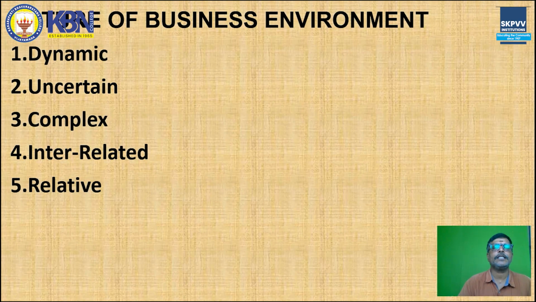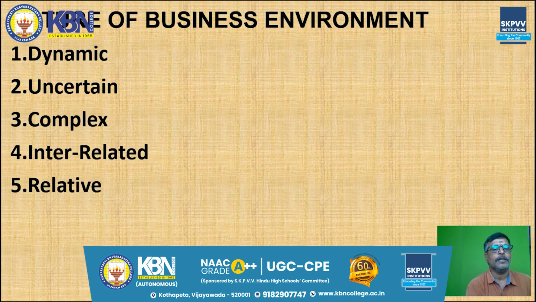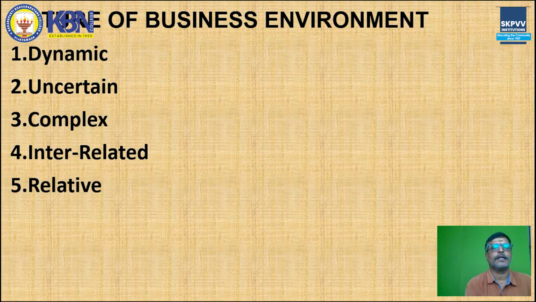And next, what is the nature of business environment? Always the business environment must be dynamic, that means changeable according to the environment. Uncertain: the nature of business is always uncertain. Nobody knows what will happen in the future or what is happening at present exactly. And complexity: modern business operations are more complex and interrelated. Each and every business activity is interrelated and relative. The environment which is relative to the business people must be considered while assessing the environment of our business organization.